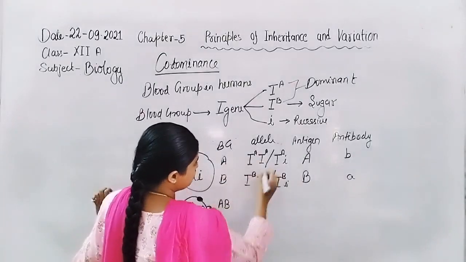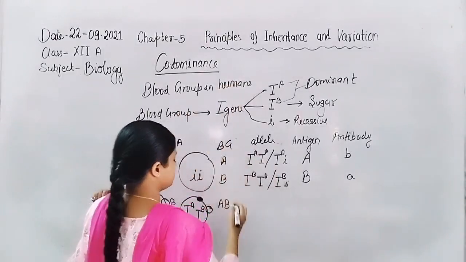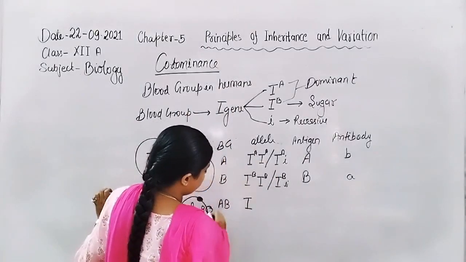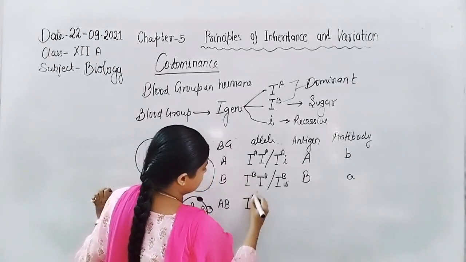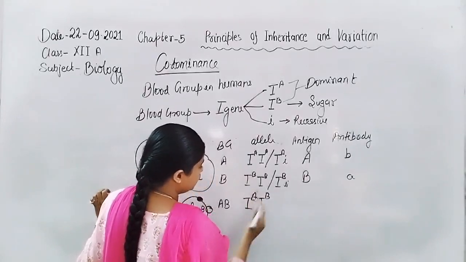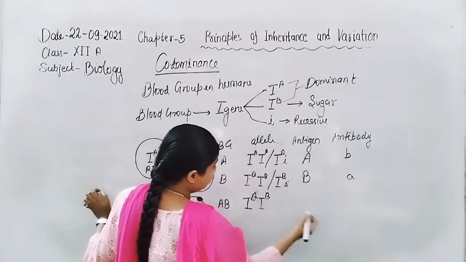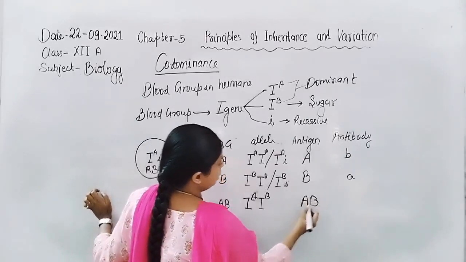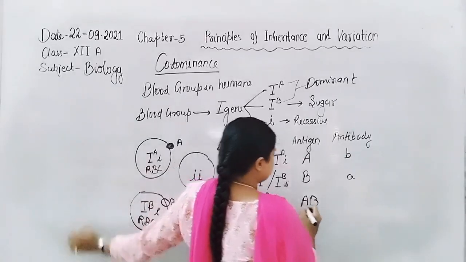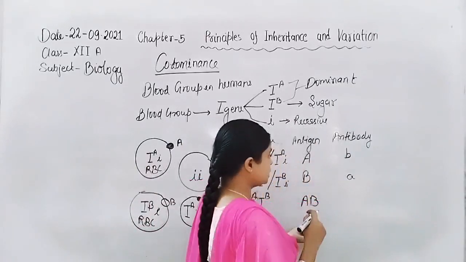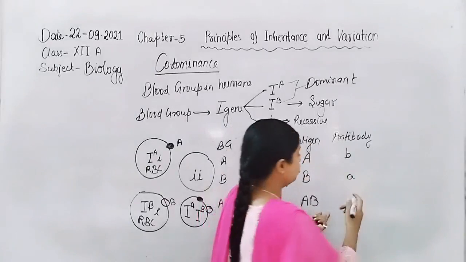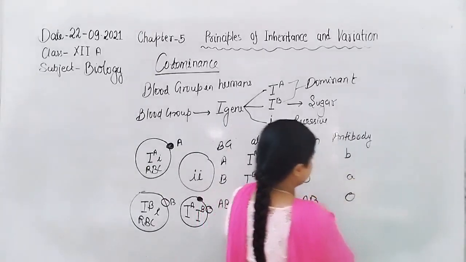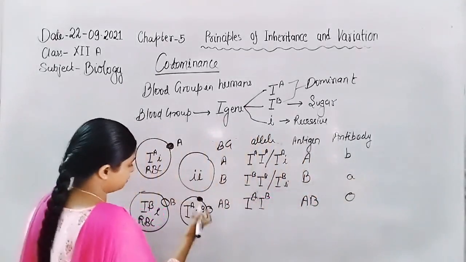So that represents codominance, because if both dominant alleles are present, the RBCs will synthesize both types of antigens, A and B, and due to the presence of both A and B, no reaction is caused by antibodies. So no antibodies are present.